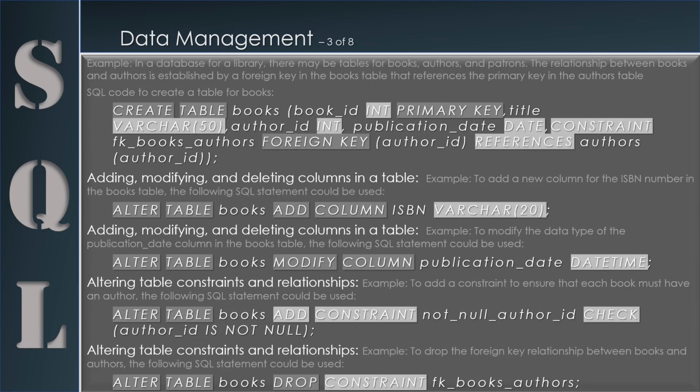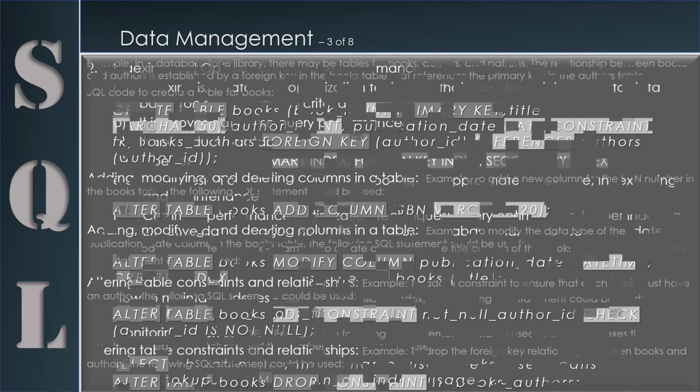In this section, we're going to talk about SQL code to create a table for books. This is how the syntax is written, where you create a table named books and identify all the columns and their constraints, followed by adding, modifying, and deleting columns in the table. How do you alter a table? By adding a column, modifying a column, or altering table constraints and relationships, by adding constraints or dropping constraints.